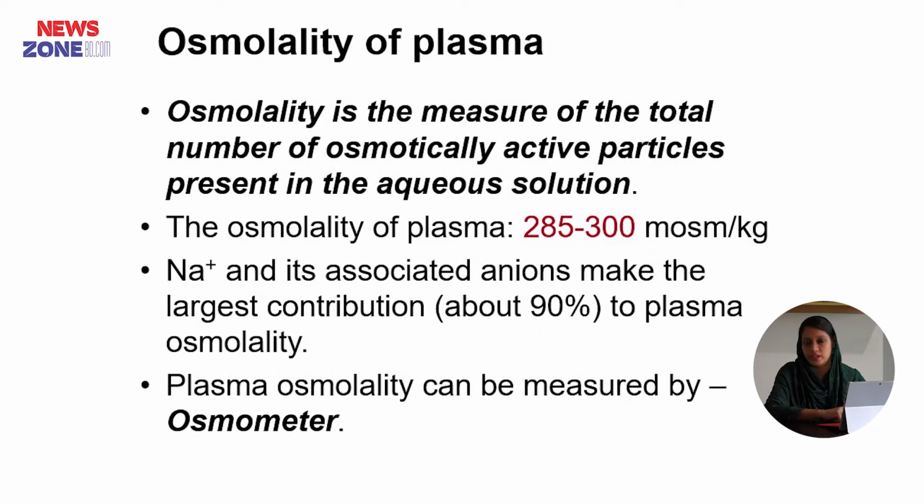Now, osmolality of the plasma. Osmolality is the measure of the total number of osmotically active particles in aqueous solution. The osmolality of the plasma is 285 to 300 milliosmol per kg. Sodium ion and its associated anions make the largest contribution to plasma osmolality. Plasma osmolality can be measured by an osmometer.